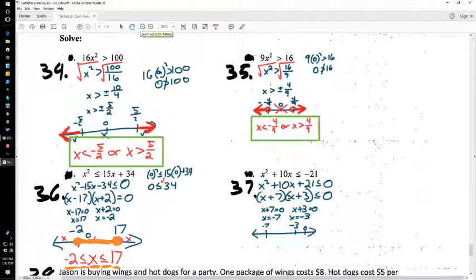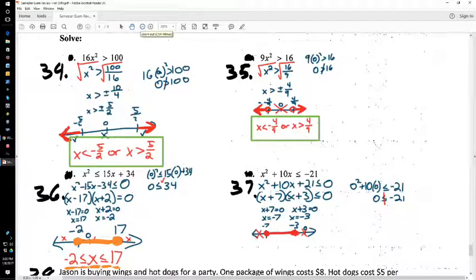So it's 0 squared plus 10 times 0 is less than or equal to, was it negative 21? Yeah, negative 21. So here we go. 0 squared plus 10 times 0 is all 0. Is that really and truly less than negative 21? No! So at that point, the 0 does not work, which means my outsides do not work, and my inside does. So we can state this just like the last one.